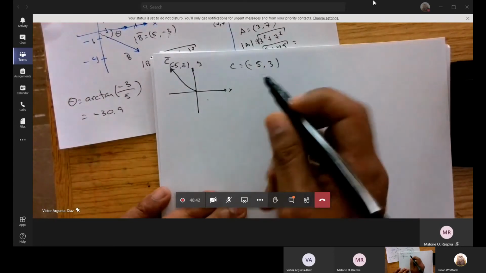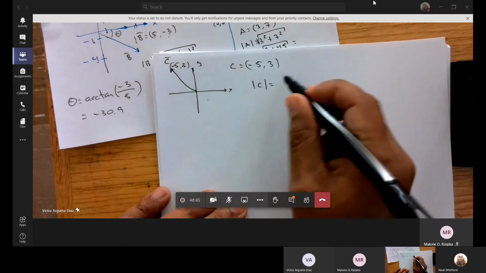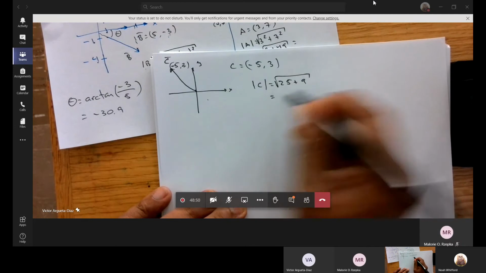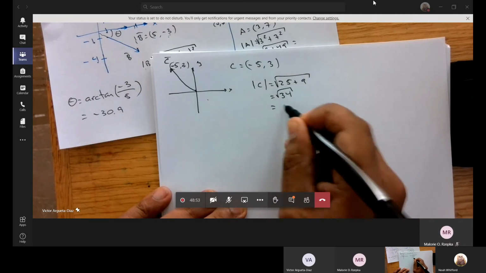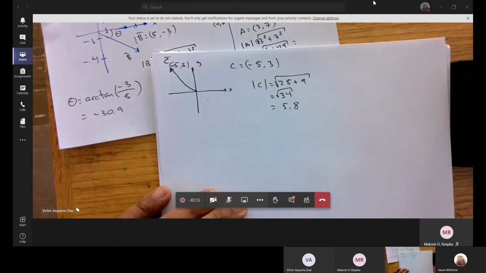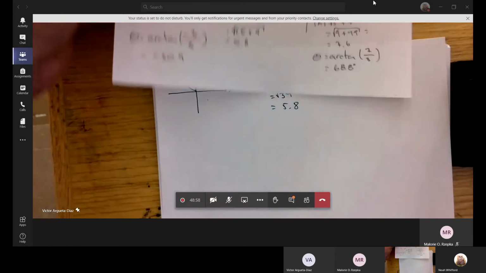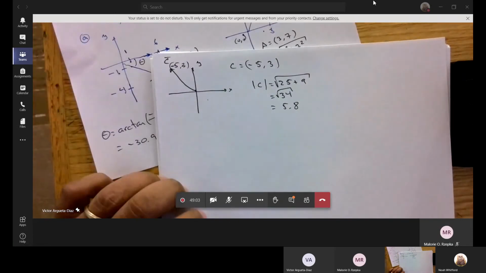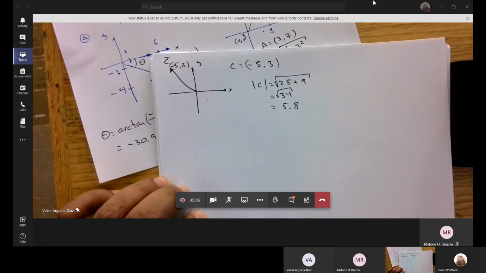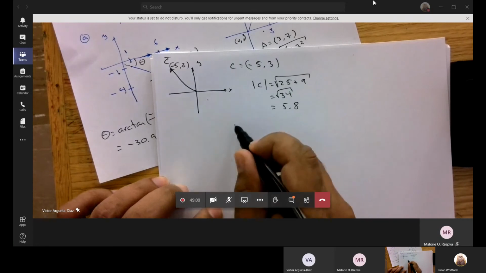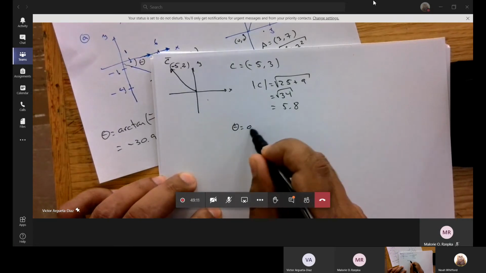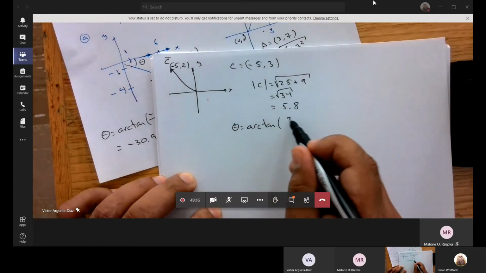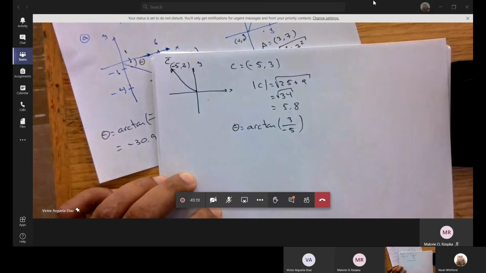If I calculate the magnitude of C, I get 5.8, same as before. And now I want you to try to calculate the direction. So if I do the direction, it's going to be opposite over adjacent. So it's going to be 3 over minus 5. And do that in your calculators.